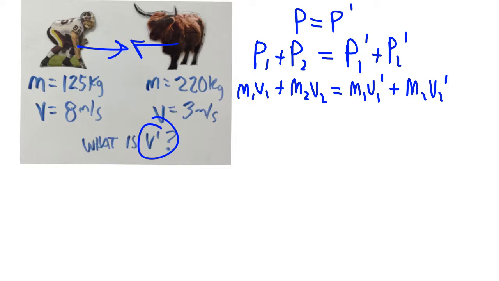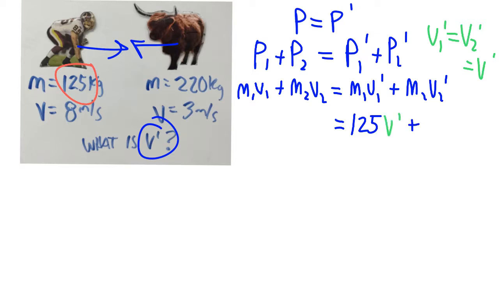What I want to talk about is after. If they stick together, then v1 prime is equal to v2 prime, and we're just going to call that v prime. So when we look at the right-hand side, mass 1, that's the mass of the football player, is 125 v prime. Mass 2 is the mass of the yak, that's 220 v prime.